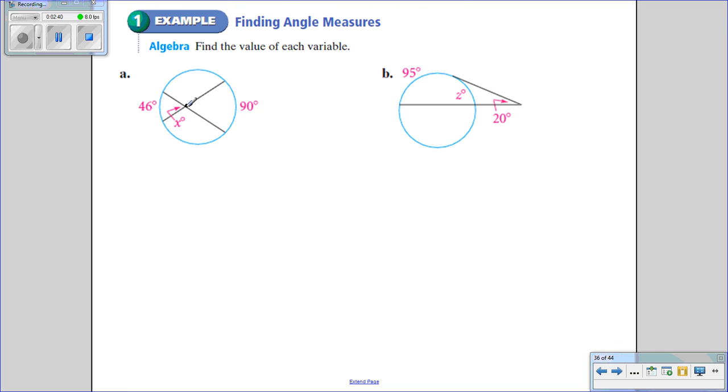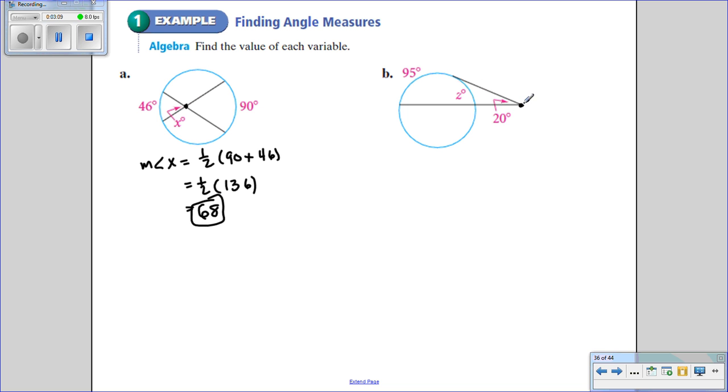These two lines intersect inside the circle, so the measure of that angle, in this case x, is equal to 1/2 the sum of its two intercepted arcs, which is 90 and 46. So it'd be 1/2 of 90 plus 46, which is 136. So it's half of 136, which is 68 degrees.